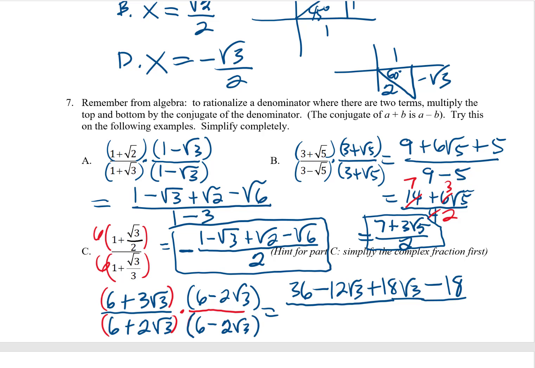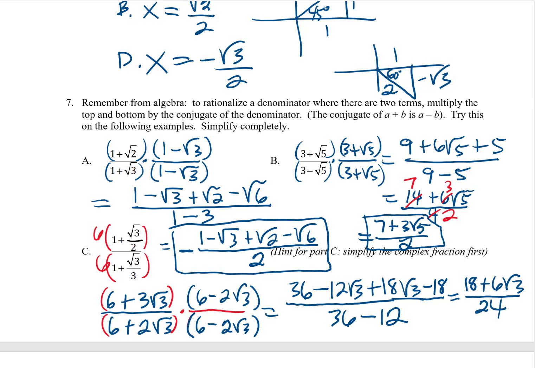On the bottom, it is simpler. I've got the 36. The inner and the outer wipe each other out. And then minus, let's see, 2 times 2 is 4. Root 3 times root 3 is 3. So 4 times 3, that's going to make 12. Let's clean that up. On the top, 36 minus 18 is 18. Negative 12 root 3 plus 18 root 3 is 6 root 3. And 36 minus 12 is 24.